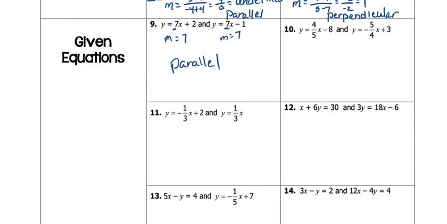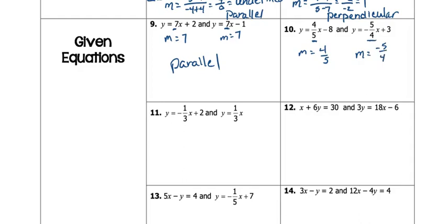Number 10. I love the fact that they gave it to me in y equals mx plus b. Y equals 4/5 x minus 8. There's my slope. So in the first one, my slope is 4/5. I look at my second equation. Y equals, so I already know that I'm looking at the right format, negative 5/4 x plus 3. The m is attached to x, so m equals negative 5/4.